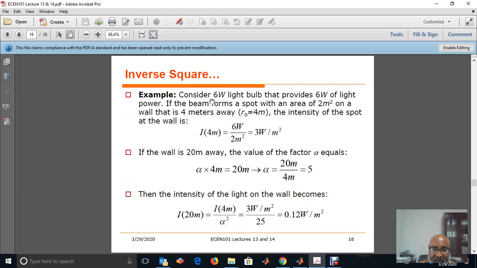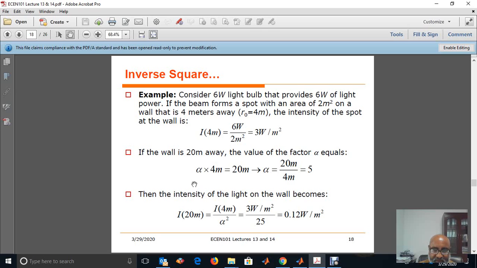So let's take an example. Consider a 6-watt light bulb that provides 6 watts of light power. If the beam forms a spot with an area of 2 meters squared on the wall that's 4 meters away, and the reference distance is 4 meters, the intensity at the reference distance of 4 meters is 6 watts over 2 meters squared, which is 3 watts per meter squared. Then what will be the intensity at 20 meters, for example?